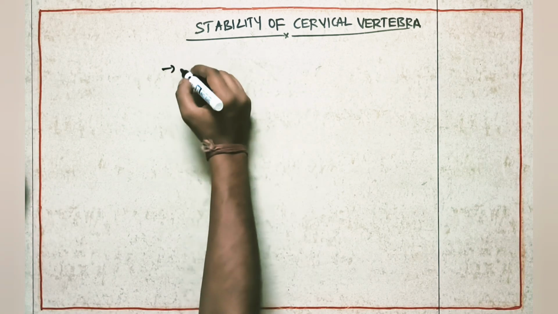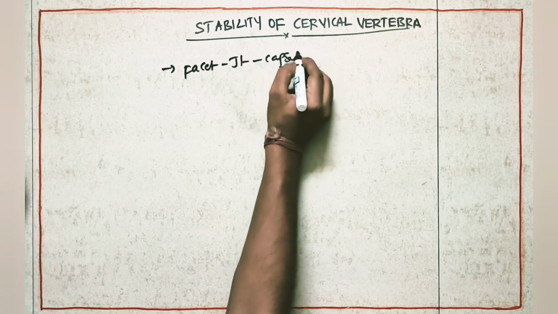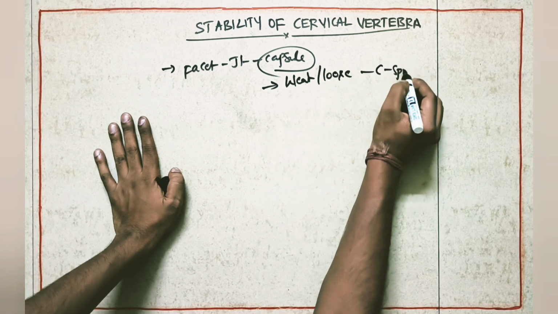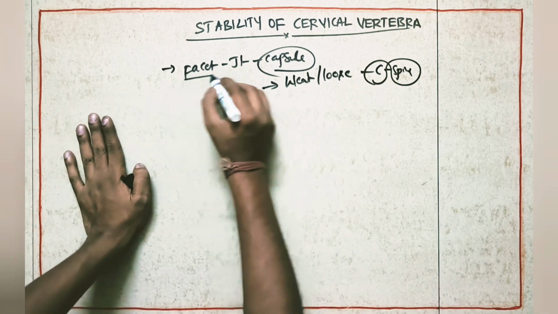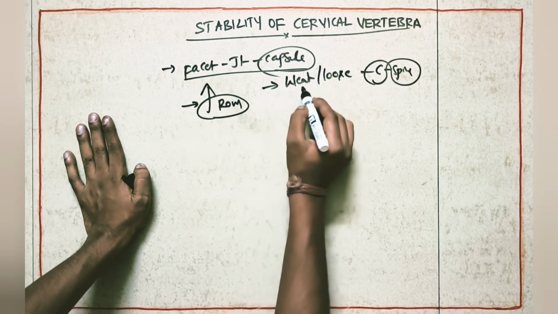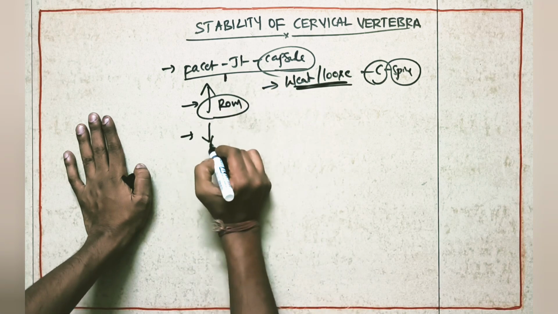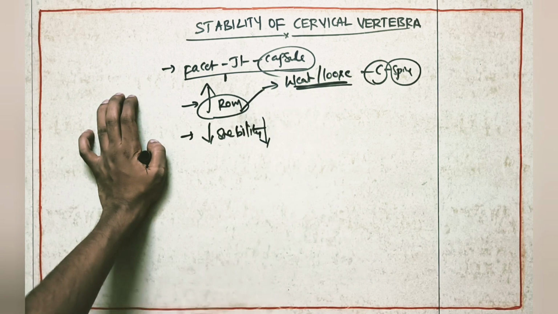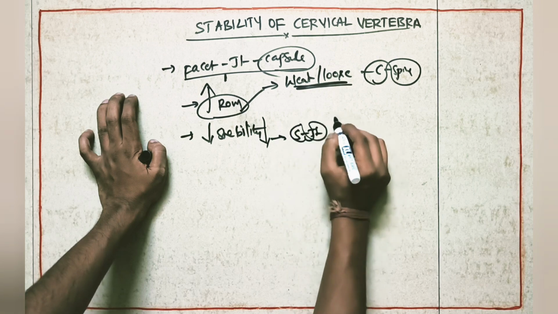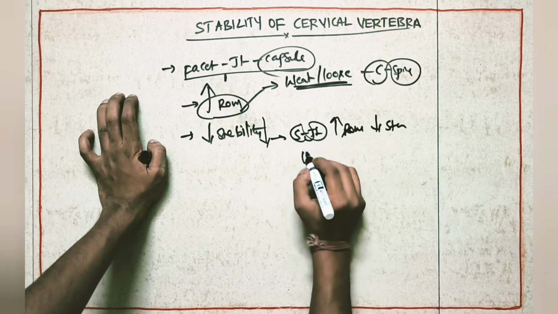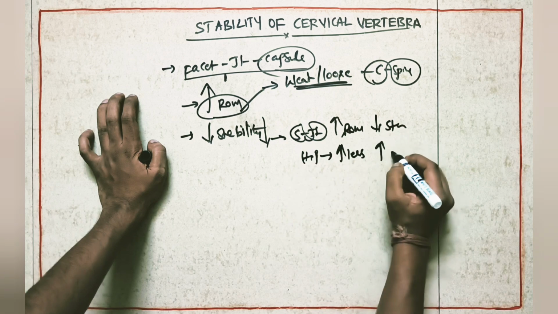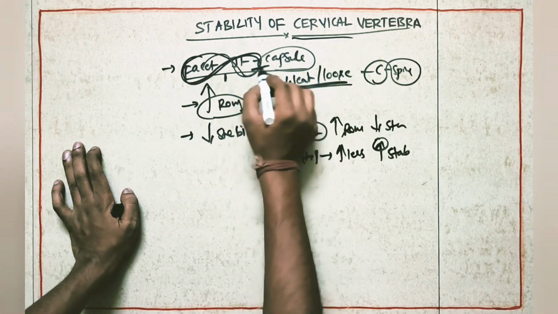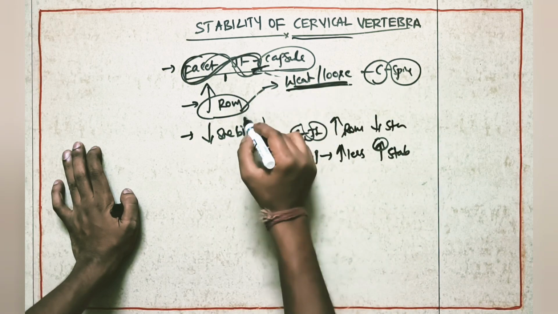And one more point regarding stability: the facet joint capsules are a little weak, or otherwise we can say loose, in the cervical spine. Because of this looseness of the facet joint capsule, the cervical spine gets more range of motion, but at the same time less stability. So if any structure has more mobility, that structure will have less stability. Example, the shoulder joint: it has more mobility, ROM will be more, so stability is less. If we take the hip joint, ROM is less but stability is more. Same like that, in the cervical spine the facet joint capsules are loose, because of that ROM will be more.